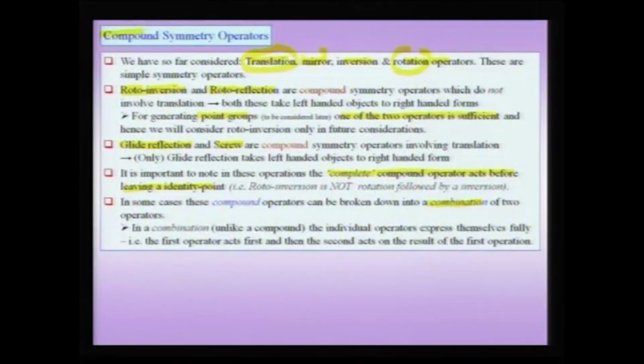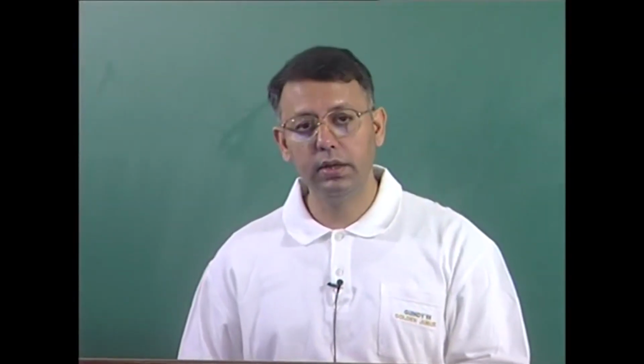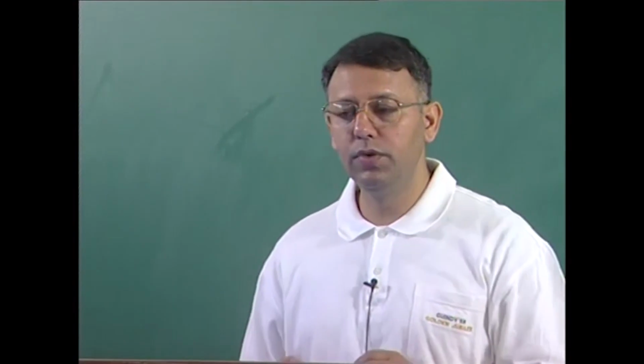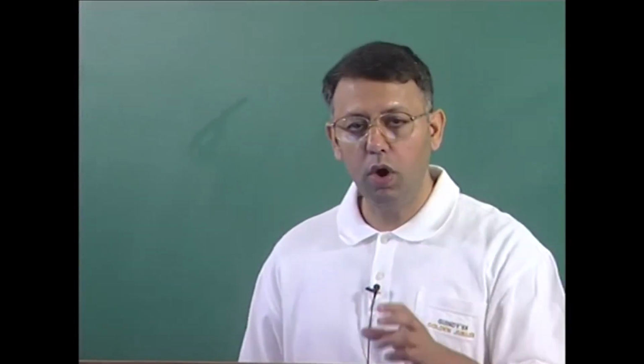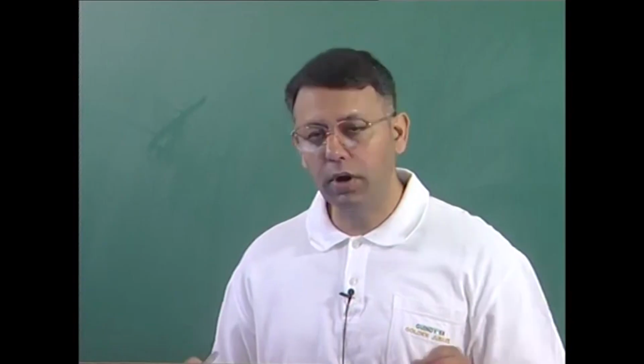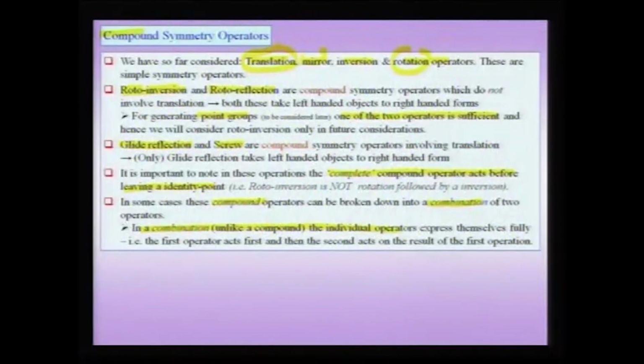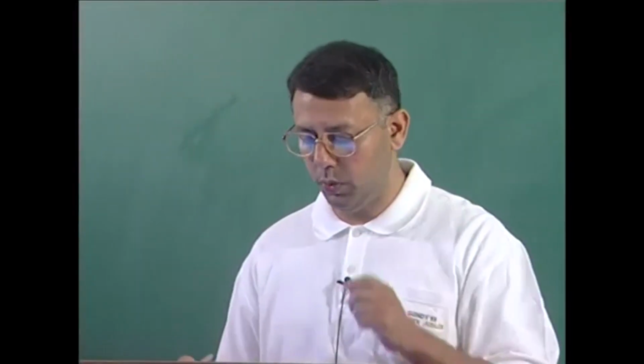In some cases, these compound symmetry operators which we have considered, for instance the roto inversion, can be broken down into certain simple operations, but this does not mean that the individual components are exactly identical to the components which give rise to the compound operator. This will become obvious when we perhaps consider an example. In other words, in a combination, unlike a compound, the individual operators express themselves fully, that is the first operator acts first, and then the second operator acts on the result of the first operation. That is what we call a combination, while in a compound you have a combined operator acting all at once.